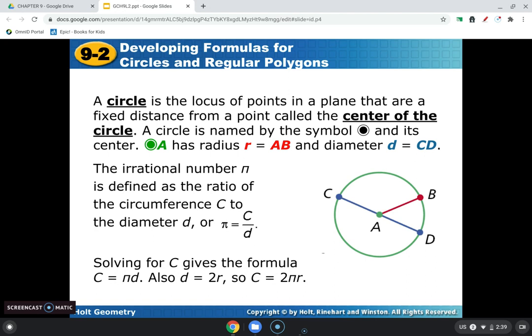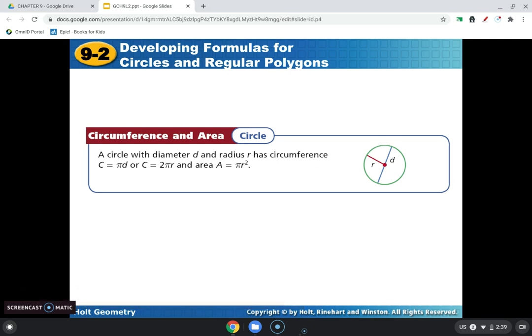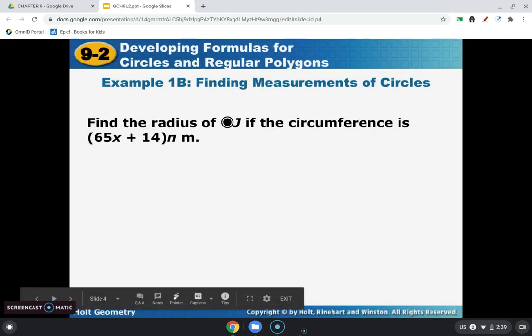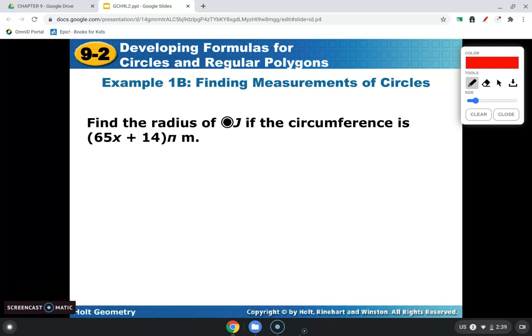The formula for the circumference of a circle is 2 pi r, and the formula for the area of a circle is pi r squared. You can also use pi d for the circumference as well. All right, find the radius of circle J if the circumference is 65x plus 14 pi.